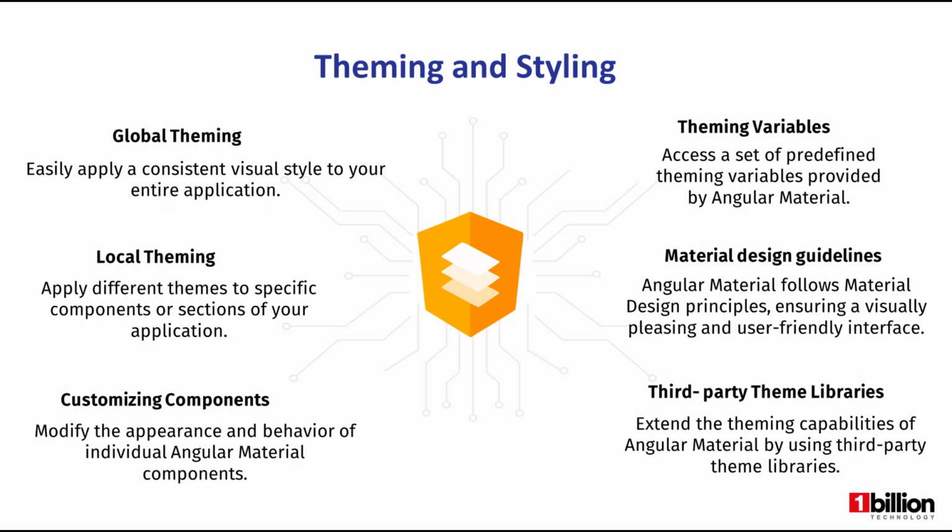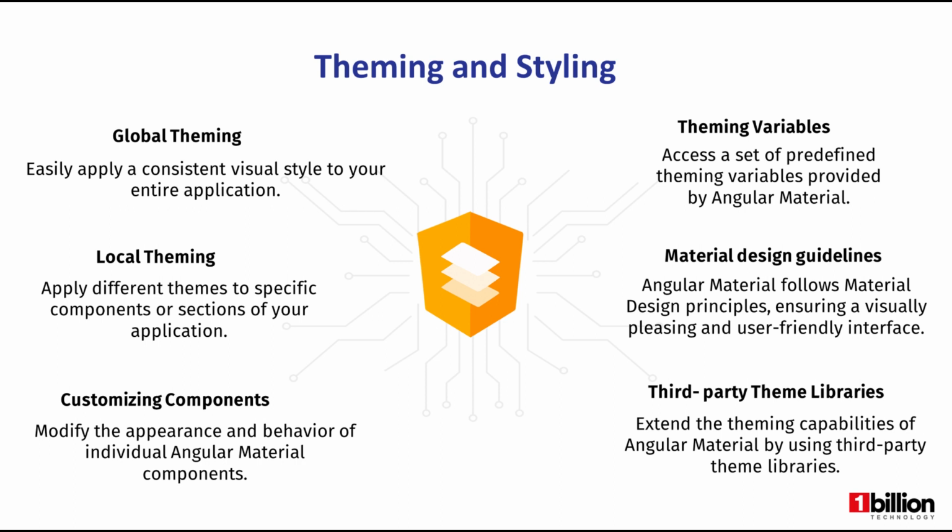So the second one is the local theming. Angular Material also supports local theming, enabling you to apply different themes to specific components or sections of your application. This allows localized customization while maintaining overall consistency. This can be done as shown in the Angular Material docs. So you can choose the color separately or customize it with a few extra bits of code.